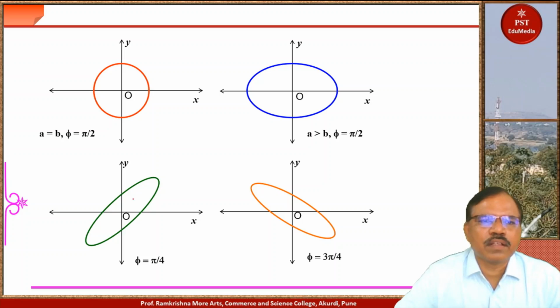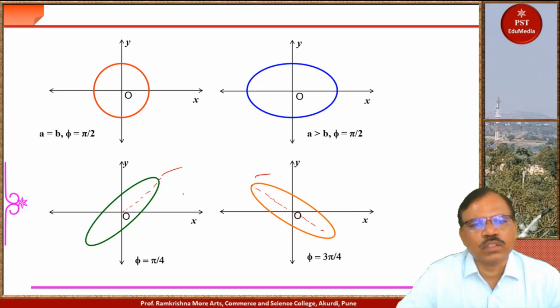Means this is an ellipse, this is an elliptical path. So you will get elliptical paths, only they are oriented differently. One is like this, another is like this. So this one is pi by 4, and this one is 3 pi by 4.